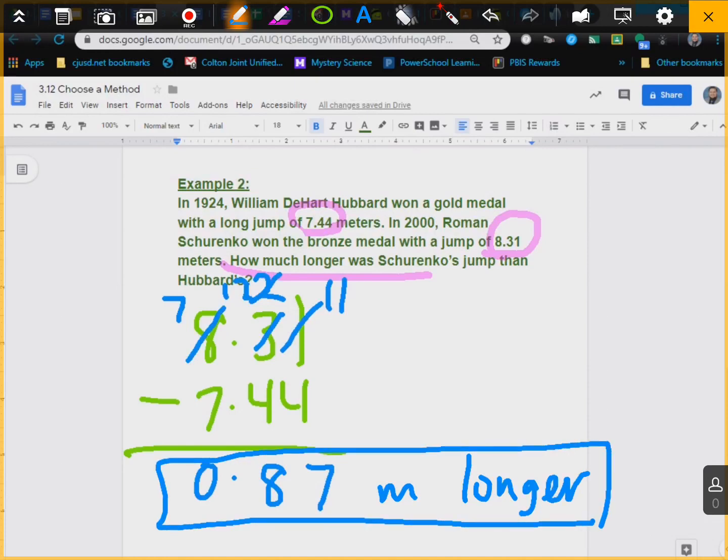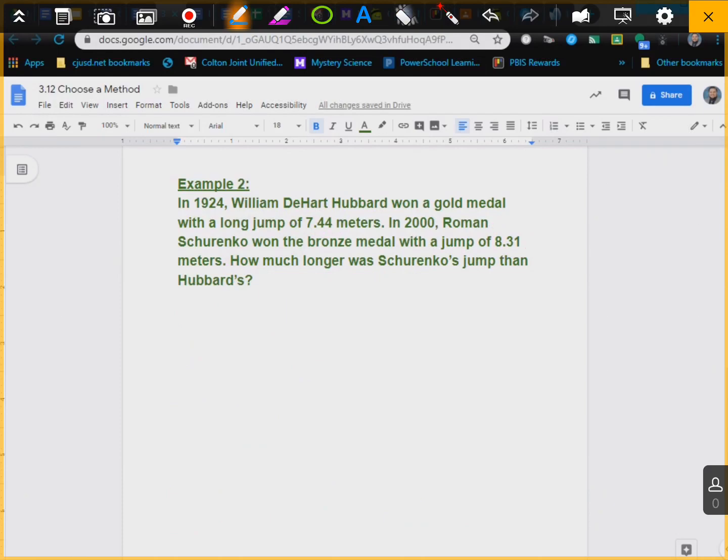Alright, you guys, that's it for the examples. You're going to be having different problems where you have to find the sum or difference. You can use properties if you want, just like I did with the first one. Okay, don't be afraid to do that.